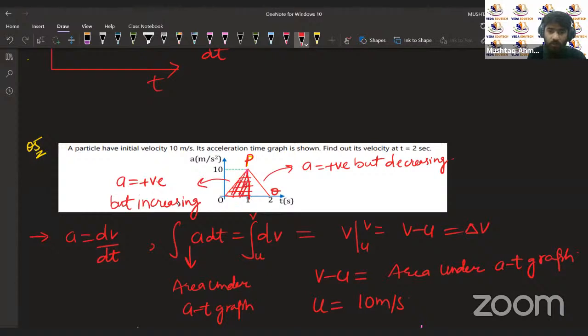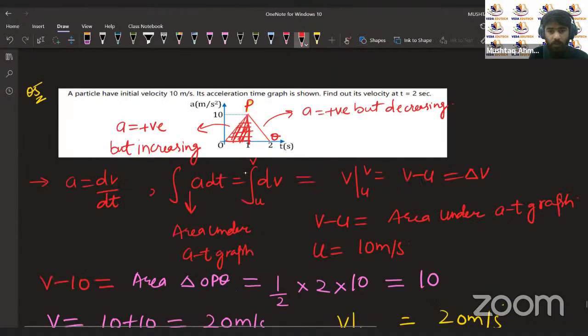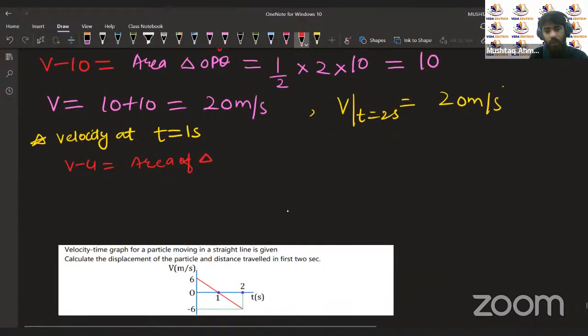This area will be half base into altitude, right? So once again, it will be V minus U that will be equal to the area of triangle. Let me call this point R, OPR, right? Area of triangle OPR will be half base. Base is 1 and the height is 10, so this will be equal to 5 meter.